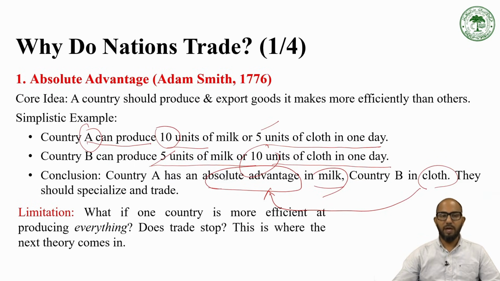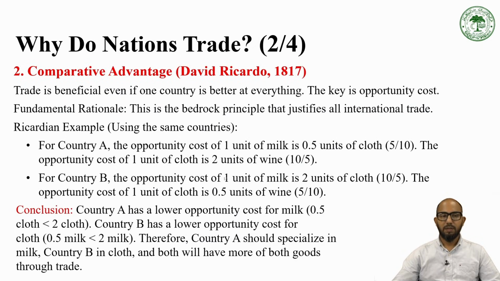However, this theory has one limitation. What if one country is more efficient at producing everything? Does trade stop? That is where the next theory comes in. The next theory was given by David Ricardo in 1817. He was an economist, and the theory is known as comparative advantage. According to this theory, trade is beneficial even if one country is better at everything. The key concept used in this theory is opportunity cost.